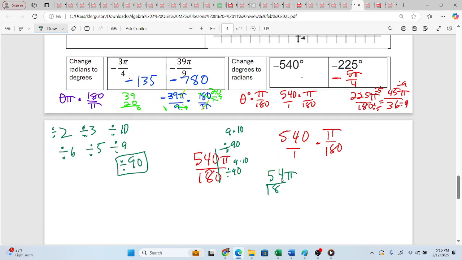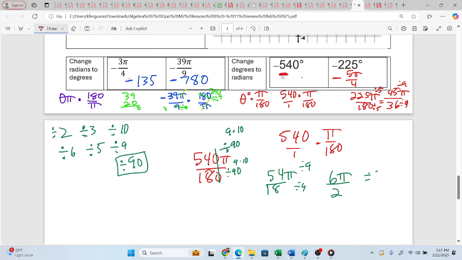over 18. So now I can divide by 9, right? 9 goes into 18 2 times. Okay? And then 9 goes into 54, what? 6 times? So that's 6 pi over 2. Wait a minute, 6 pi over 2? If I ignore the pi, that's an easy division problem. 6 divided by 2 is 3. So my answer is negative. Well, let's do it in red because we don't want to be inconsistent.